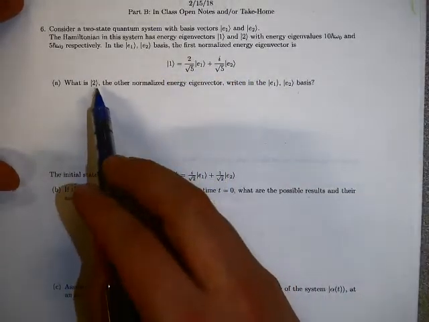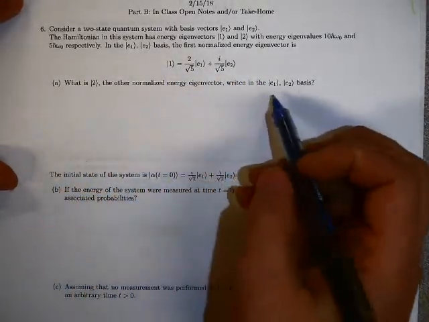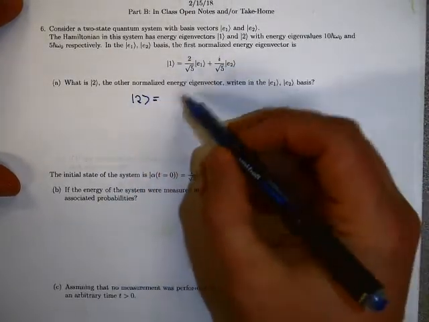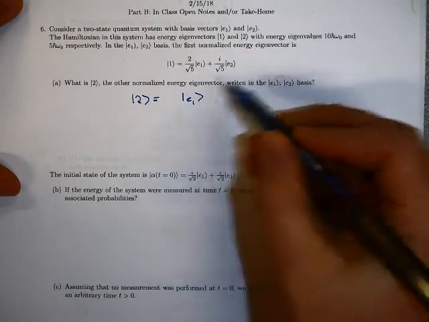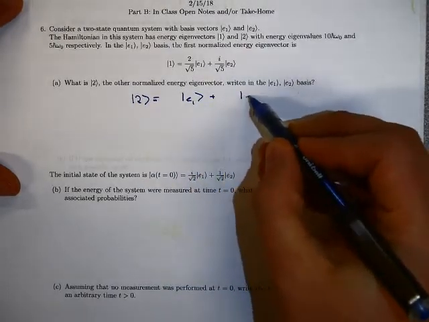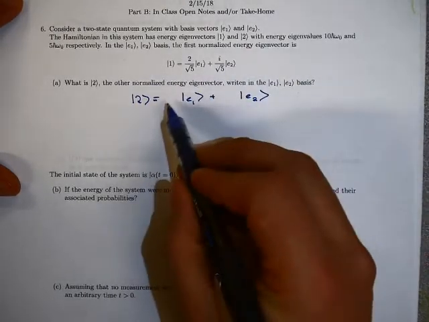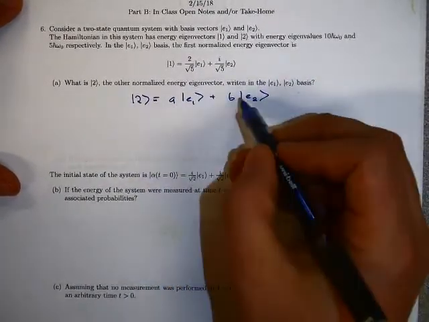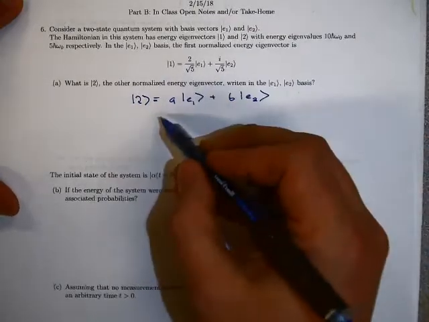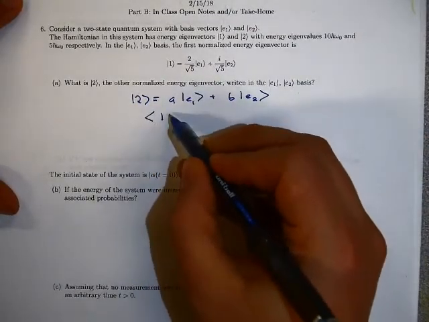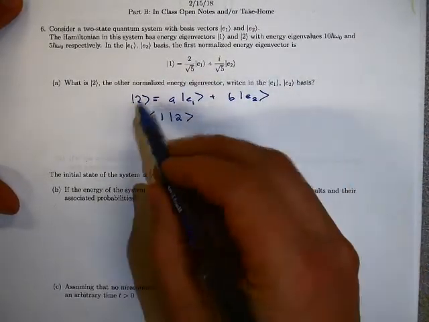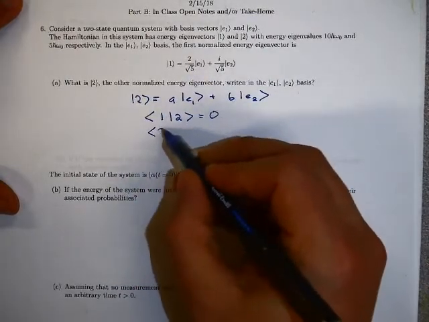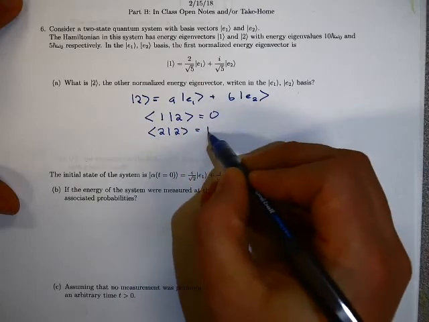So to find |2>, the other normalized energy eigenvector, we know that |2> in the E1 E2 basis is going to be some linear combination of E1 and E2. We just need to figure out what are these two pieces. Let's guess A and B. So to solve for these two unknowns, we need two equations, and that is going to be given by the orthonormality of |1> and |2>. So <1|2> should be 0, and <2|2> should be 1.